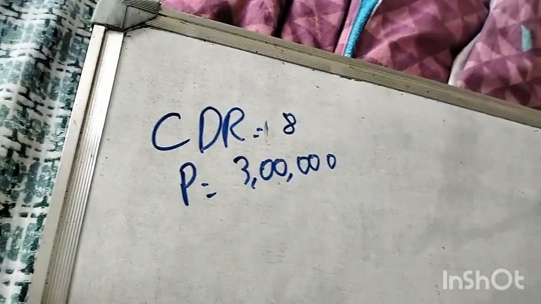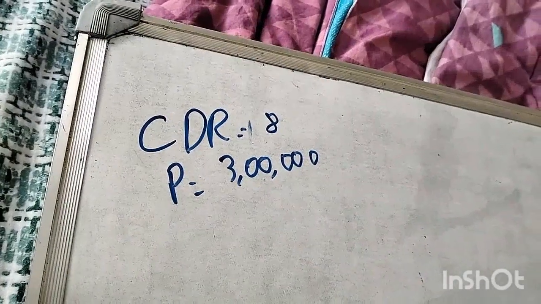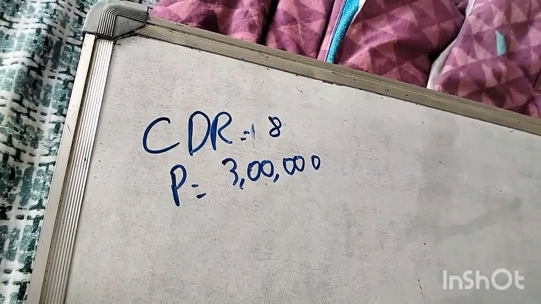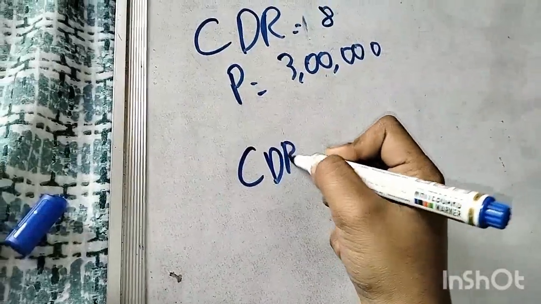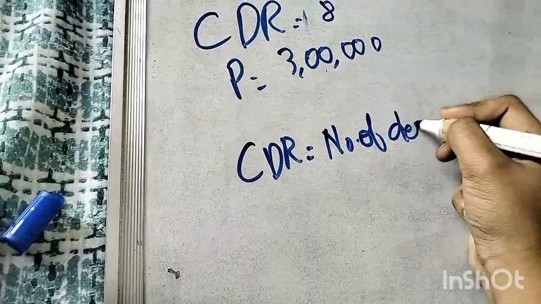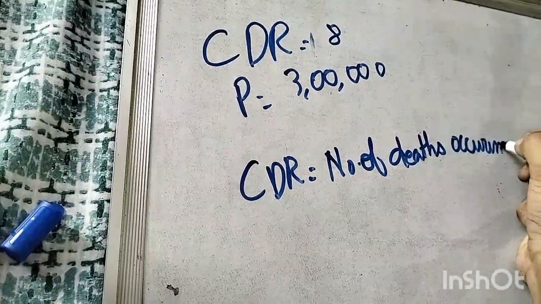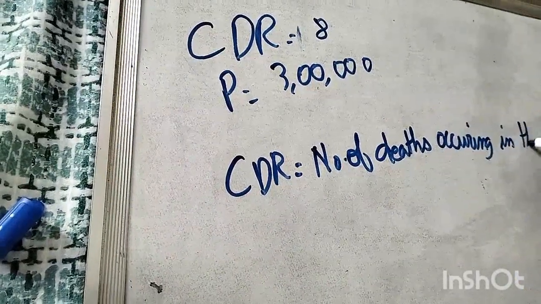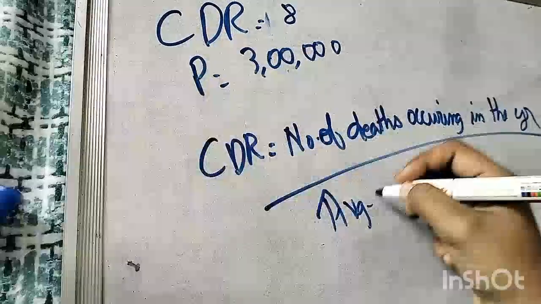In this question they've given that in a year, the CDR for a population of 3 lakh is 8. So CDR is 8 and population is 3 lakh, and find the number of deaths. So you write CDR is equal to number of deaths occurring in the year divided by average population in the year into 1000.